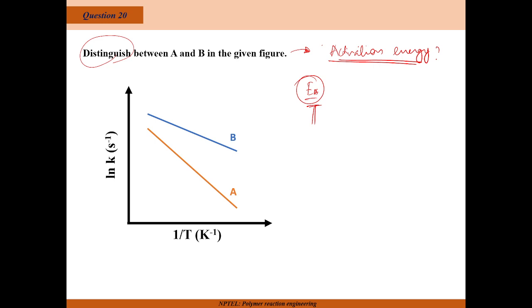So if we just consider the activation energy, we can say the reaction is more probable to happen through this B path rather than the A path, because the activation energy for this B path is much lesser than that of the A path. So that is a major understanding one can get from a graph like this.